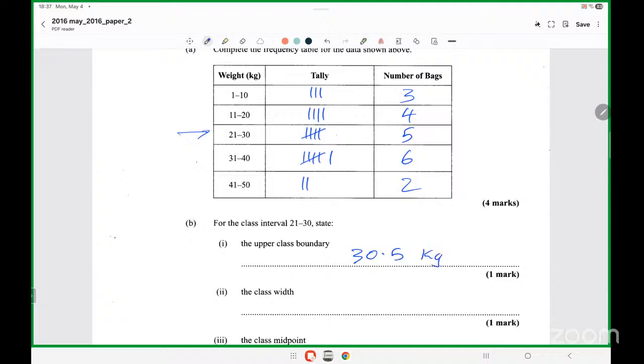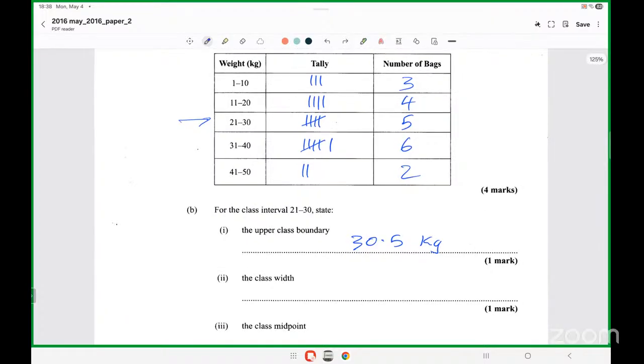The class width is going to be 10. We know it's 10 because the lower limit is going up by 10 consistently, and the upper limit is going up by 10. Don't put 30 minus 21 and put 9. That's going to be wrong. Class width is the upper boundary minus the lower boundary. So if you want to work it out, it's 30.5 minus the lower boundary, 20.5. That's how you get the 10 kilograms.